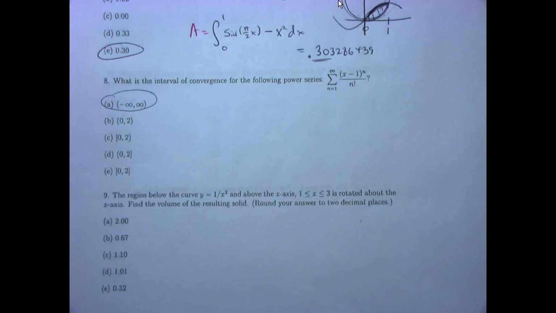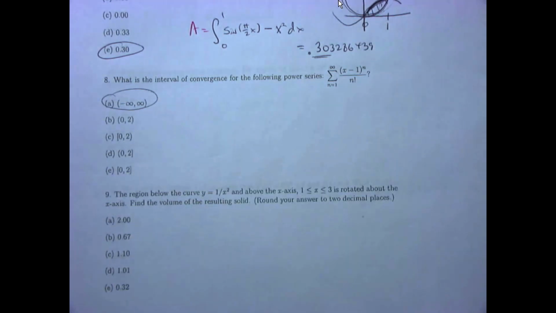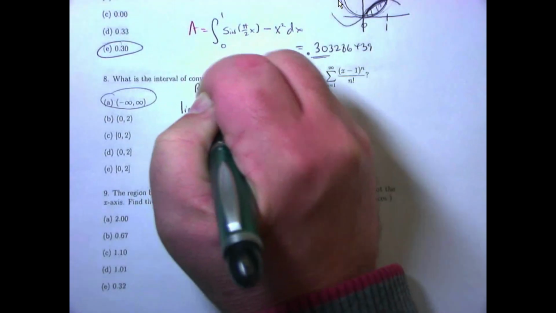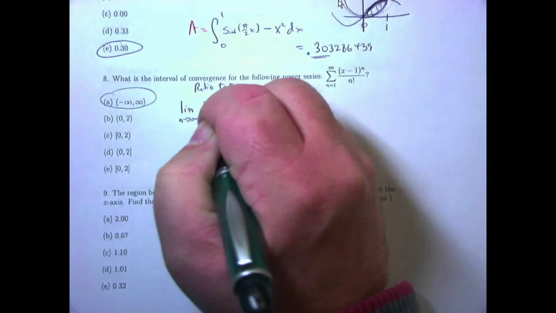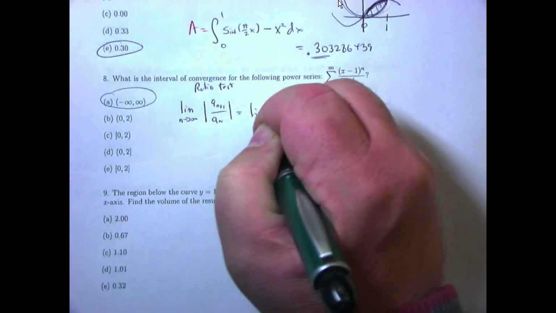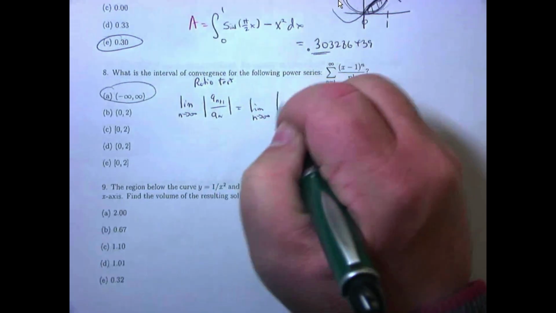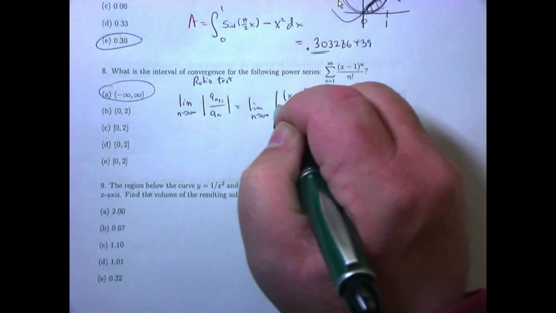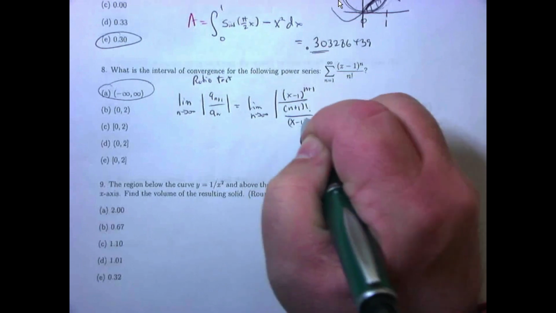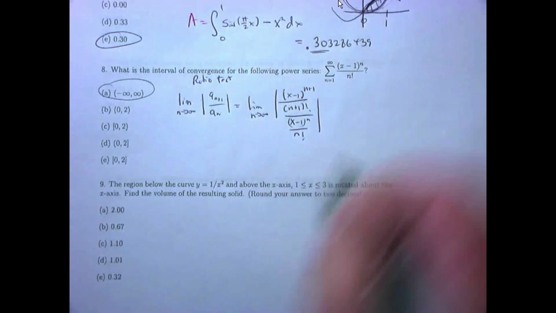But let me show you the work. This is a power series, right? Anytime they give you a power series and you want to find the interval or radius of convergence, what are you going to use? Ratio test. Let's do the ratio test on this one, just to prove it. Guys, take notes on this one. This is the ratio test. Limit as n approaches infinity of the absolute value of a sub n plus 1 over a sub n. This is equal to the limit as n approaches infinity of the absolute value of (x minus 1) to the n plus 1 over (n plus 1) factorial, divided by (x minus 1) to the n over n factorial.